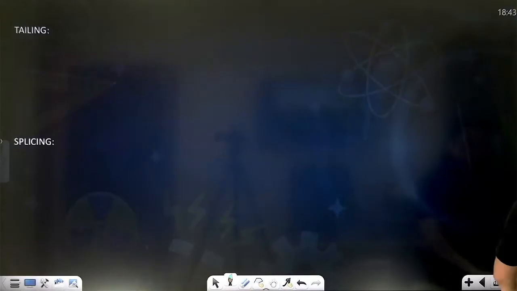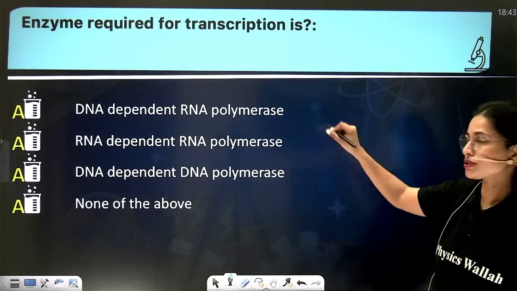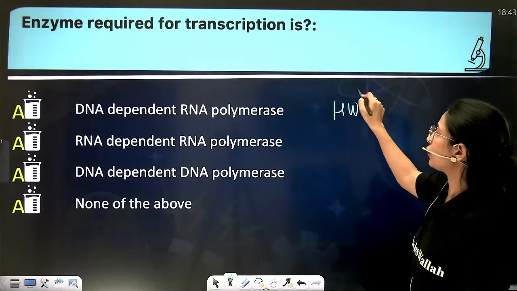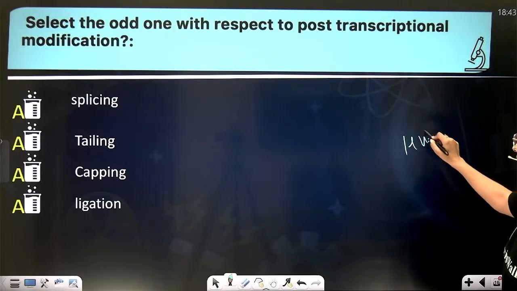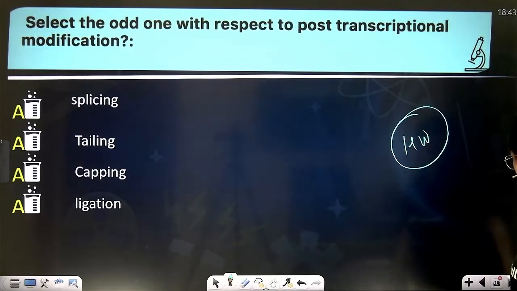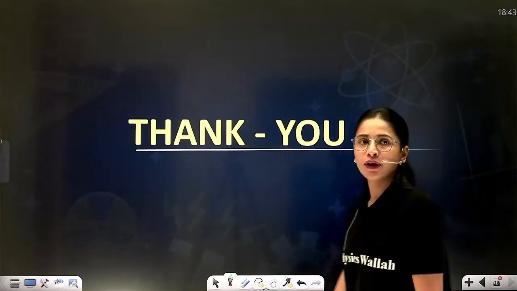If yes, then let's proceed further and check out some questions. These questions are just for you to attempt so that you can judge whether you have understood the concept of transcription or not.